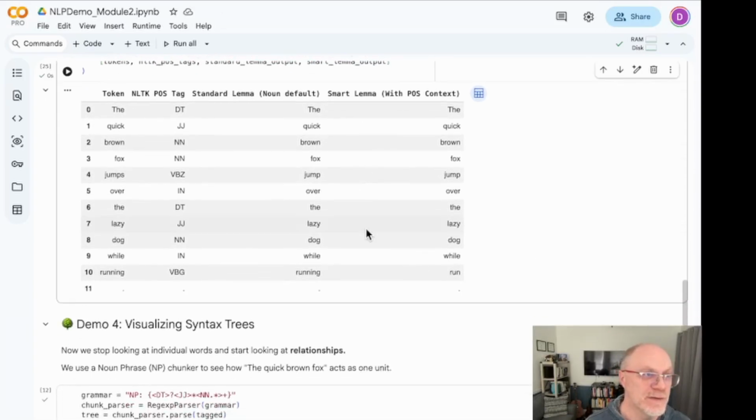So here, if we look at our table now, if you look at the very bottom, you can see that running is in VBG, which is a tag for the verb group. And so by default, we saw earlier, it lemmatized that to running, it didn't change it. But with the context, knowing the part of speech tag is a verb, it was able to get the root run action. And so that's what we want to see.